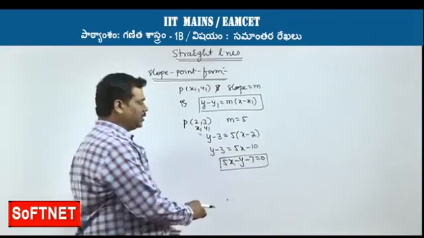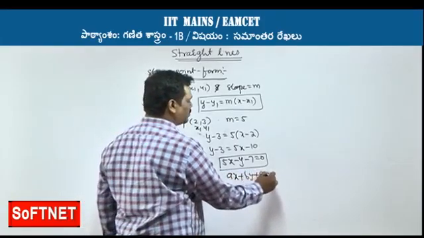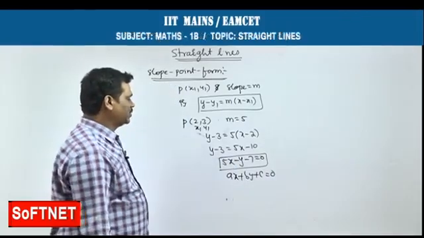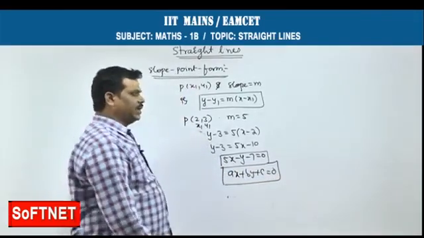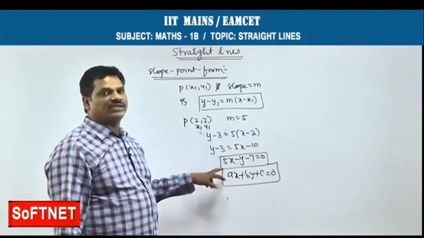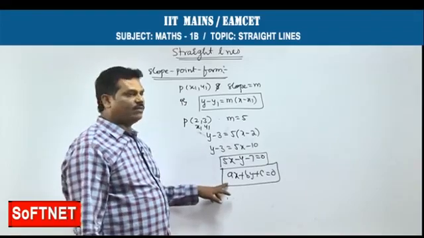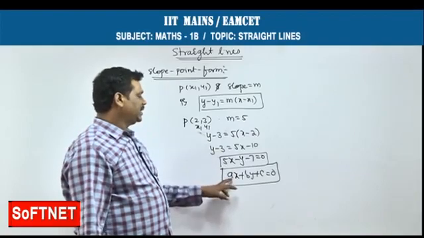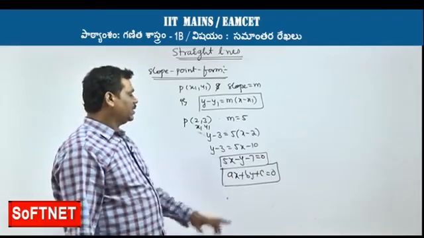So, it is in the form of ax plus by plus c equal to 0. 5x minus y minus 7 equal to 0 is in the form of ax plus by plus c equal to 0. Here ax plus by plus c equal to 0 is called the general equation of a straight line, where a, b, c are real numbers and a, b are non-zero real numbers.